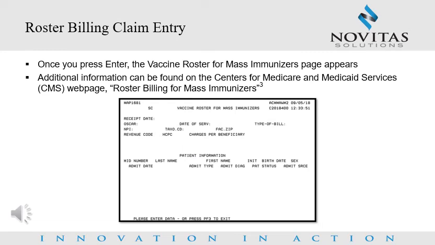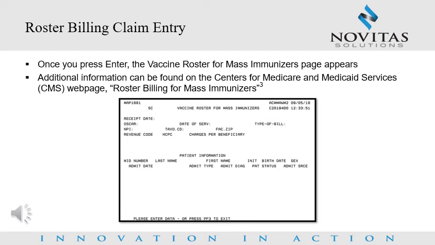Roster billing claim entry. Once you press Enter, the Vaccine Roster for Mass Immunizers page appears. Do not combine flu and pneumonia vaccines on the same roster bill. Instead, submit a separate roster for each type of vaccine. You can report a maximum of 10 patients per page via this direct data entry DDE roster screen.